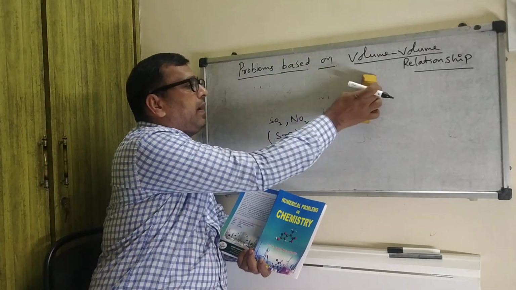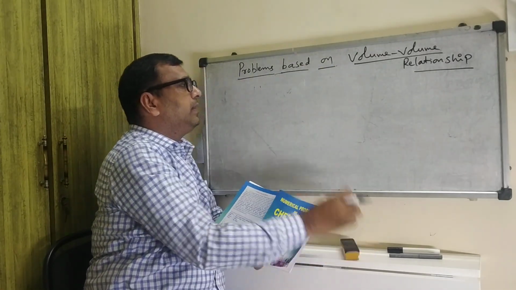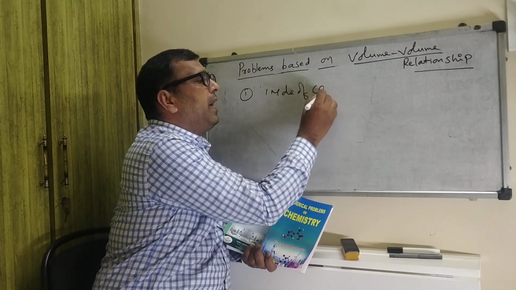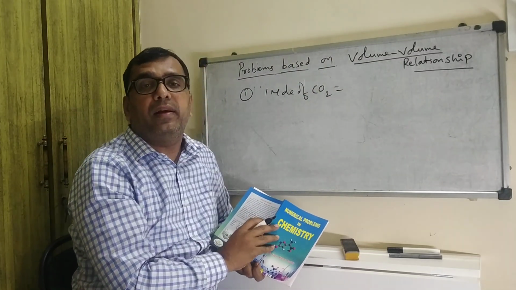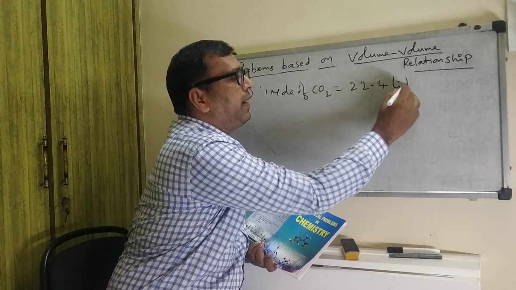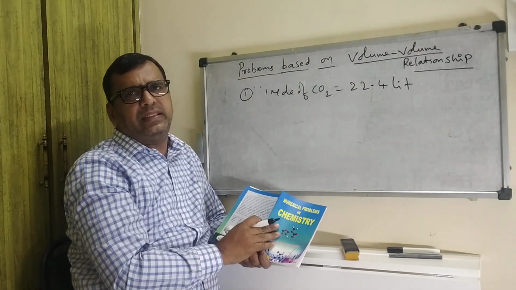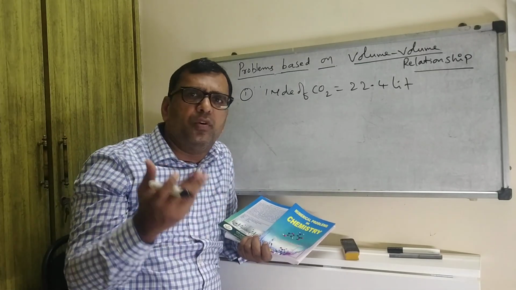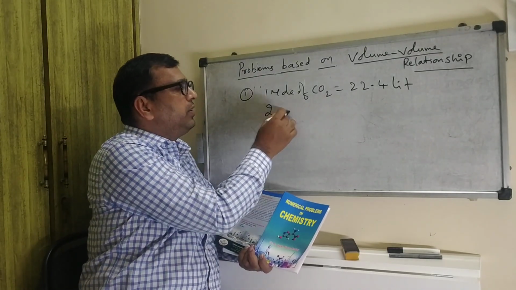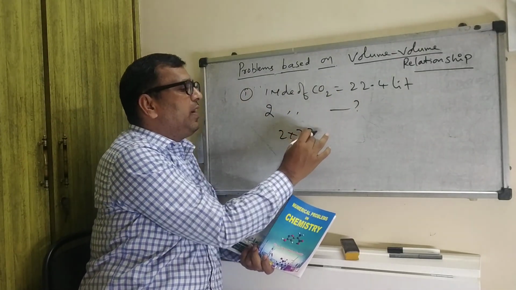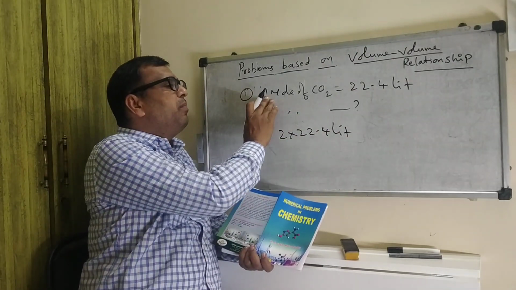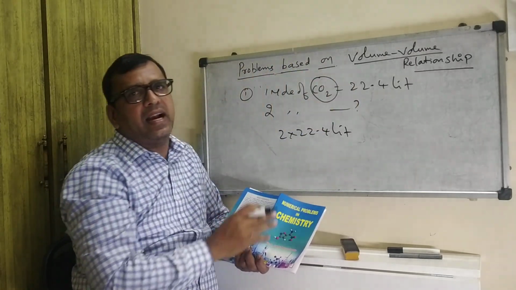Suppose, for example, I would like to give one example. Suppose 1 mole of carbon dioxide occupies how many liters of volume? Generally here, this is a standard statement: 1 mole of any gas, you take any gas, this is the standard statement. Suppose 2 moles, then you calculate 2 into 22.4 liters of volume. Like this, 1 mole of any gas you take, this is the standard volume.